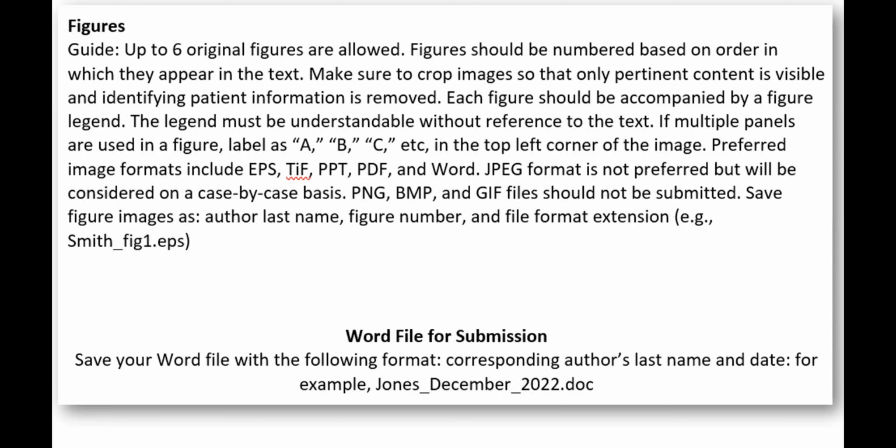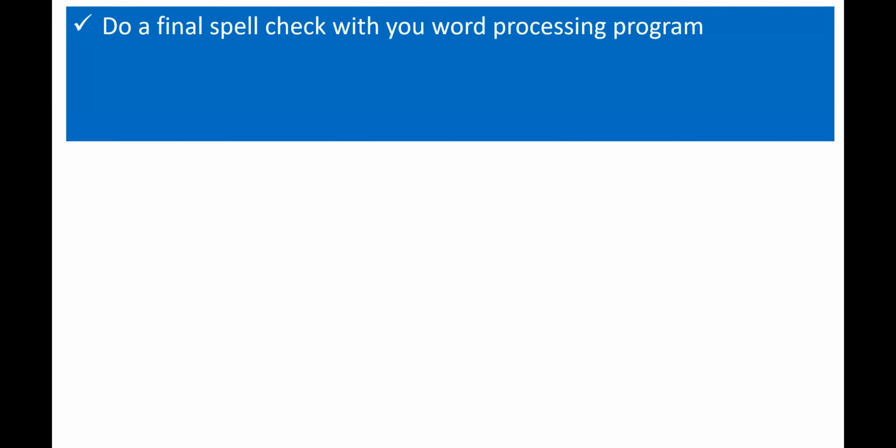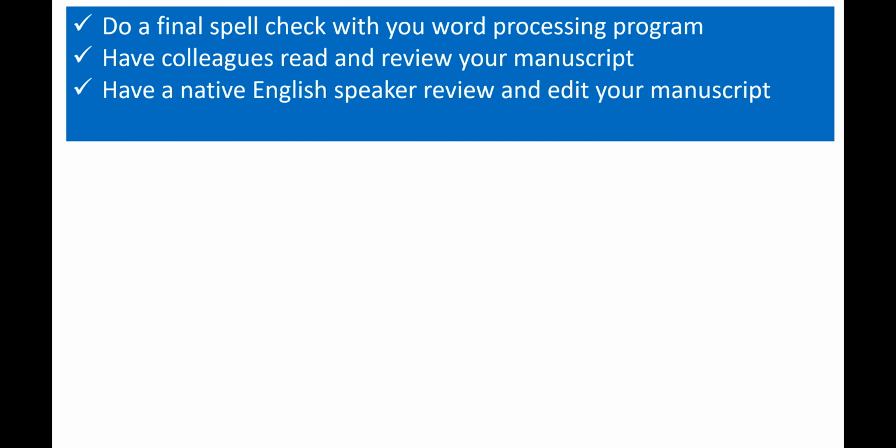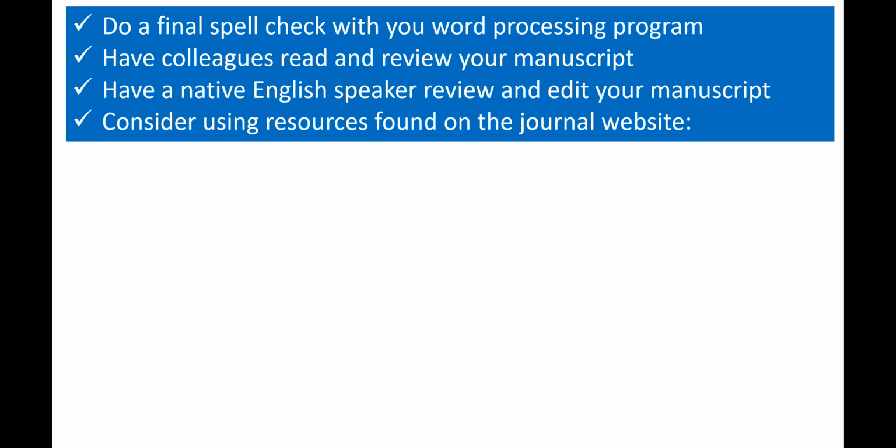And finally, how do you save your Word file? You save the Word file with last name of the submitting author, underscore, the month you're going to submit, underscore, and the year, doc. Do a final spell check with your word processing program. Have colleagues read and review your manuscript. Have a native English speaker review and edit your manuscript. And consider using resources found on the journal website.